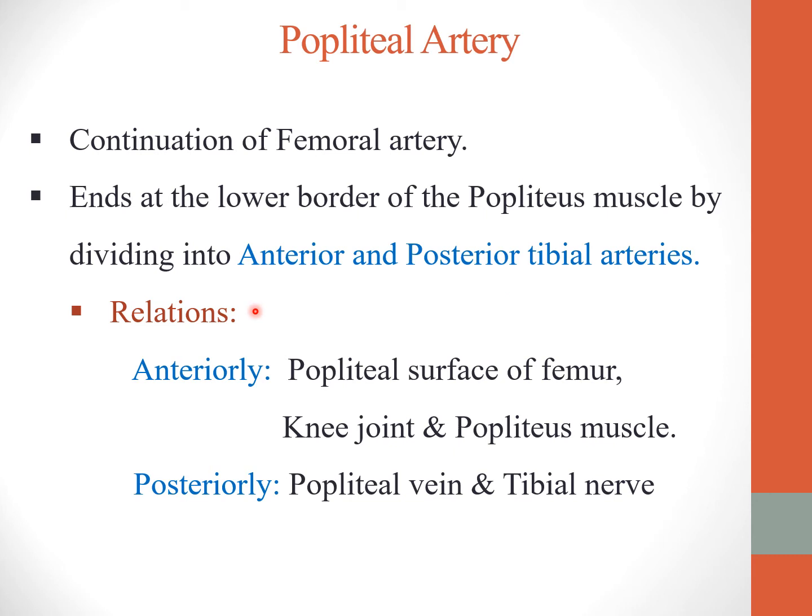The relations of the popliteal artery: anteriorly we have the popliteal surface of the femur, knee joint and popliteus muscle. So it lies in the popliteal fossa, and posteriorly we have the popliteal vein and tibial nerve. So it lies behind the knee joint and popliteus muscle.